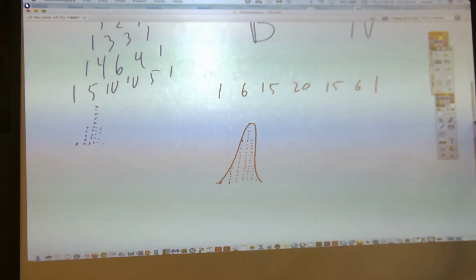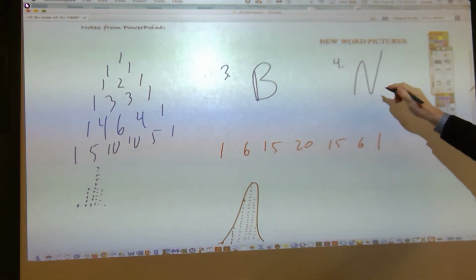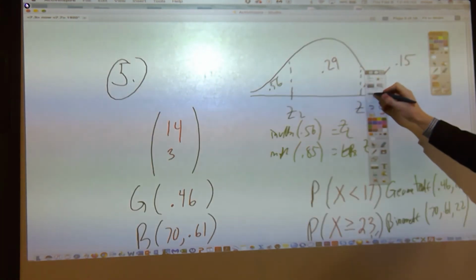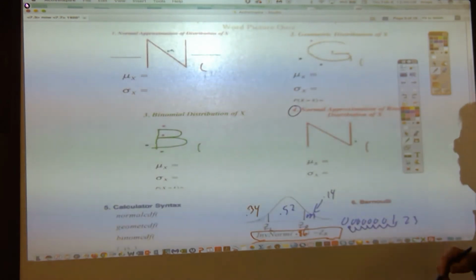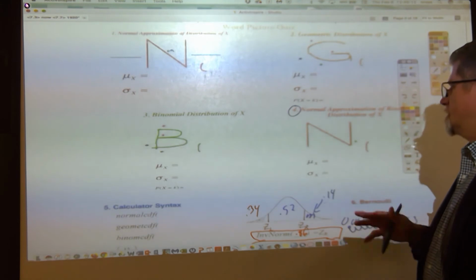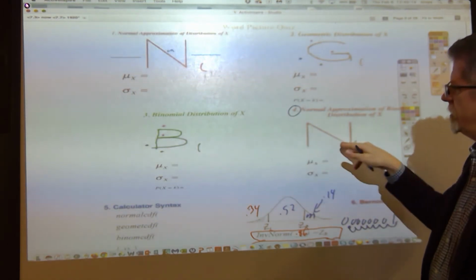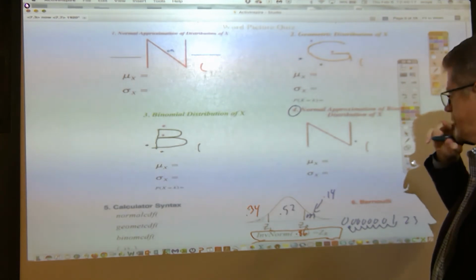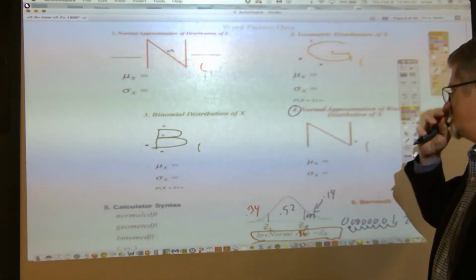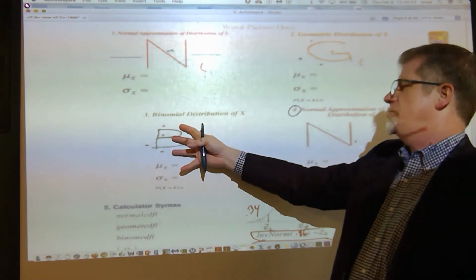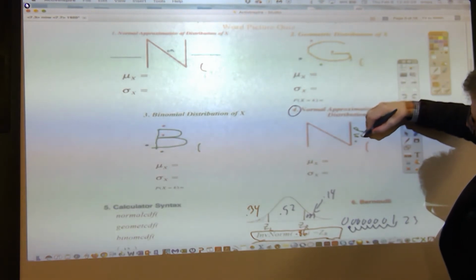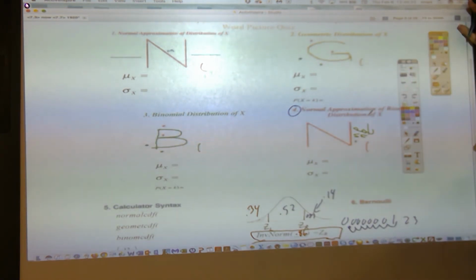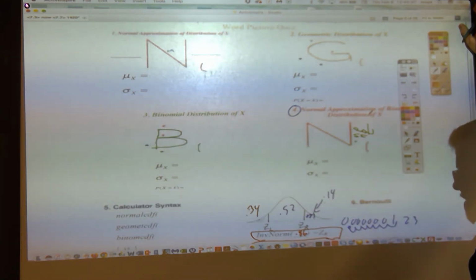So you can use a normal model to approximate a binomial model if the success-failure condition holds. There's nothing here on word picture 4. You don't have to worry about anything over here because it's already binomial. If it's binomial, then all you have to do is look at right sideways here, np and nq. np is the expected number of successes, and nq is the expected number of failures.